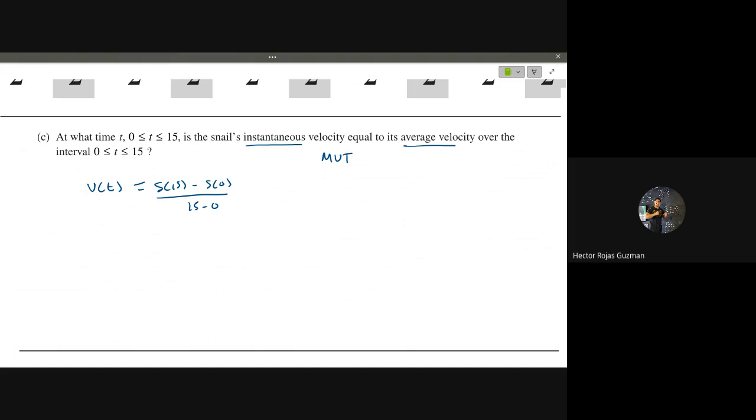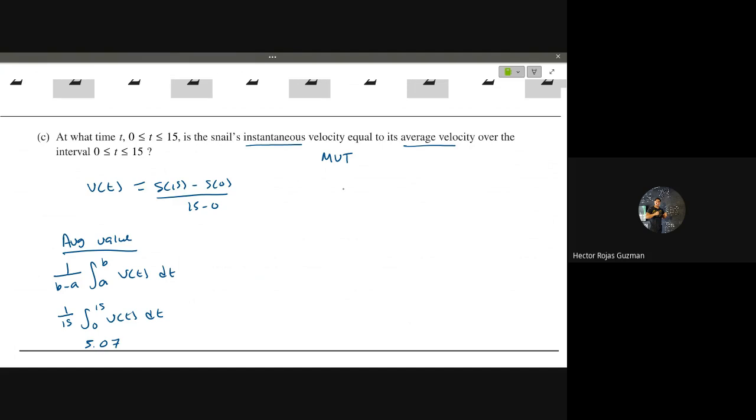The only tricky thing about this part right now is that we don't have a position function. So the way we're going to get S(15) minus S(0) is by doing average value. So it's going to be 1 over b minus a times the integral from a to b of the velocity. And think about it this way: if you integrate velocity, we're going to get position. That's how this formula converts into this formula. 1 over 15 times the integral from 0 to 15 of v(t) dt. That gives us 5.07.